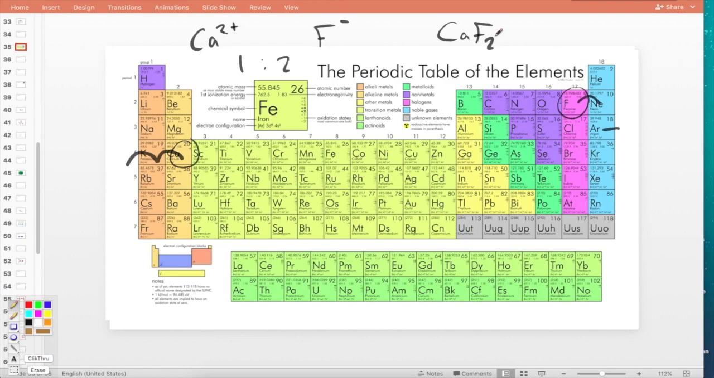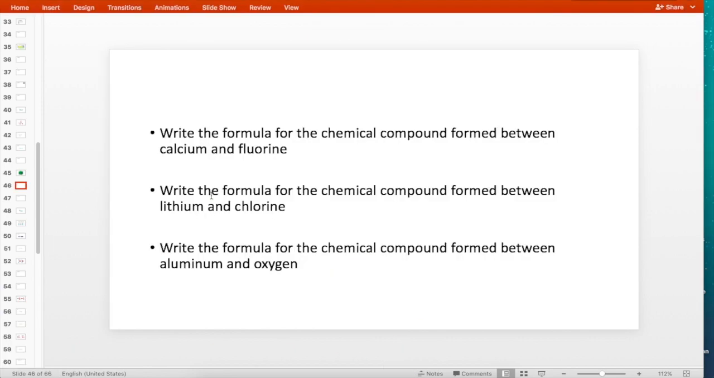Here's another way of doing it, and this is sometimes known as the crossing over method. You take the charge of the ions, 2, and that represents a 1, and you just cross them down. And that will become the subscripts, Ca1F2, CaF2. Simple enough. Write the formula for the chemical compound formed between lithium and chlorine.